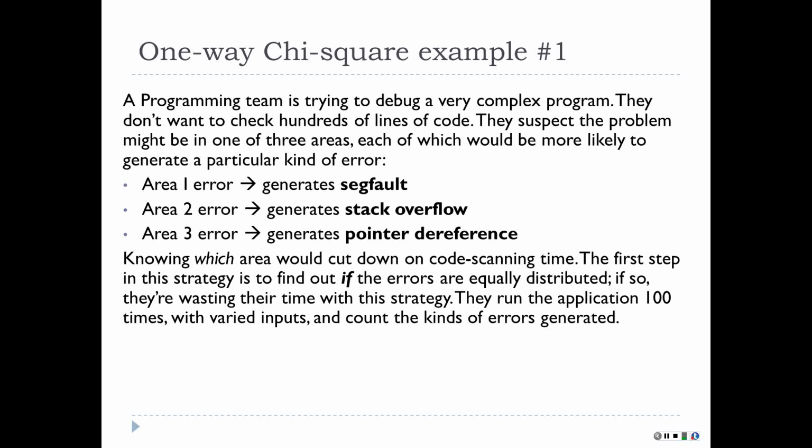So the first step, if this strategy is going to be followed, is to find out if the errors are even equally distributed. If they're equally distributed, then they're wasting their time. This is not going to help them. They should try something else. They might just have to do it all by hand, one line at a time.